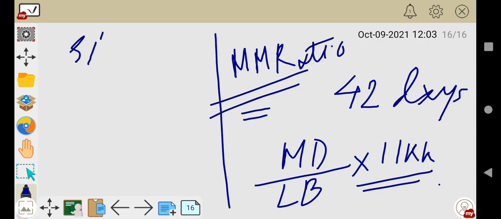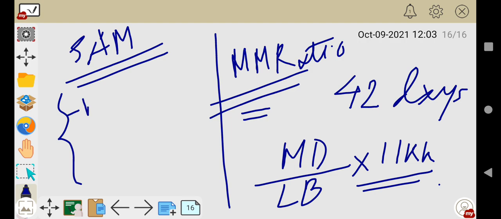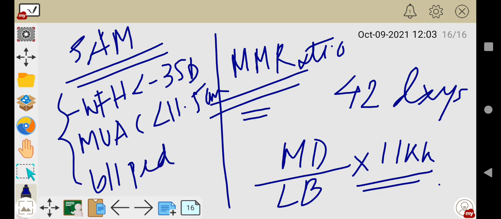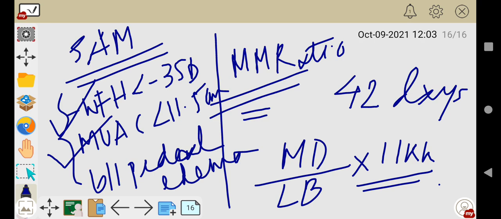Next topic came as SAM. This is a pedia topic, but okay. In SAM there are three criteria. First is weight for height less than minus 3 standard deviation. Then mid upper arm circumference less than 11.5 centimeter, and bilateral pedal edema which is symmetrical. Each and every word is important, right?